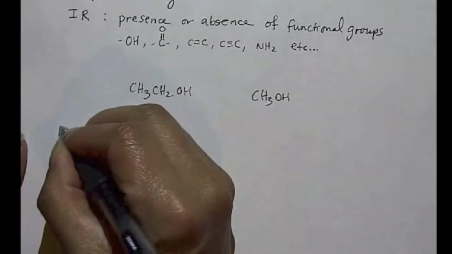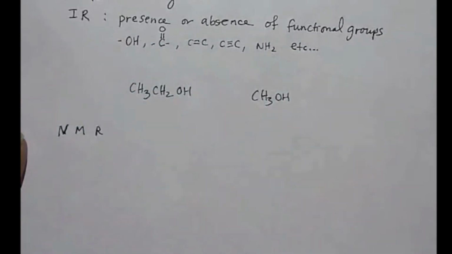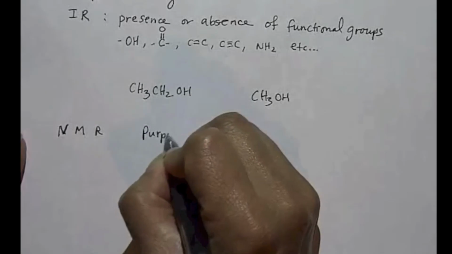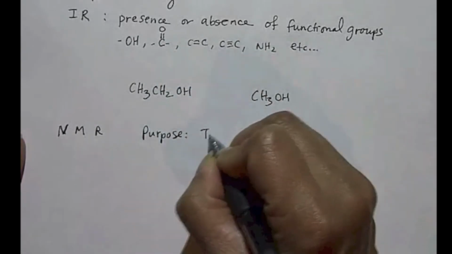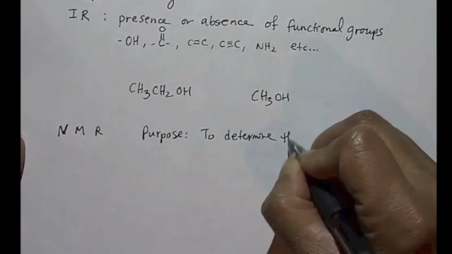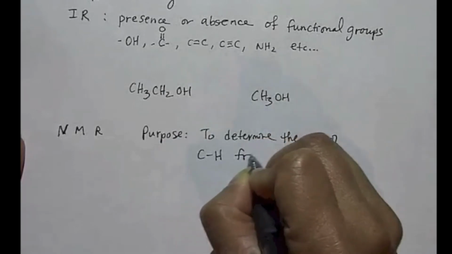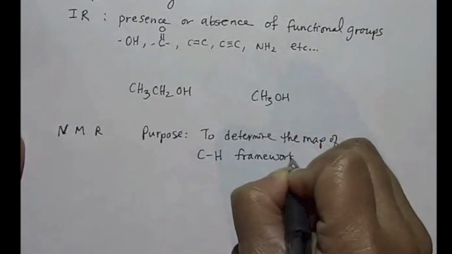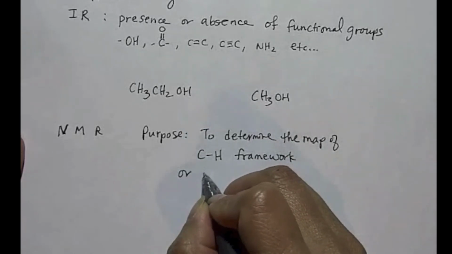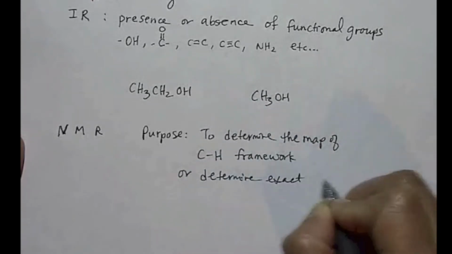So this is where NMR is useful. And the purpose of NMR is to determine the map of the carbon-hydrogen framework. Or another way to say this is to determine the exact structure.